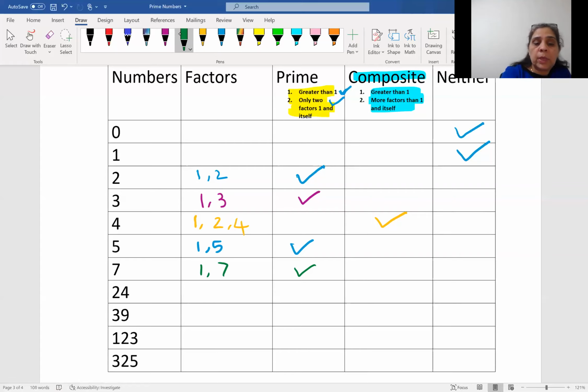Yes. So we can divide by 2. We can divide by 3, 3 times 8. We can divide by 4, 4 times 6, right? Can we divide by 5? No. So we have more factors, 6, 8, 12, and 24. So we have more factors than 1 and itself. So it is composite. Very good.